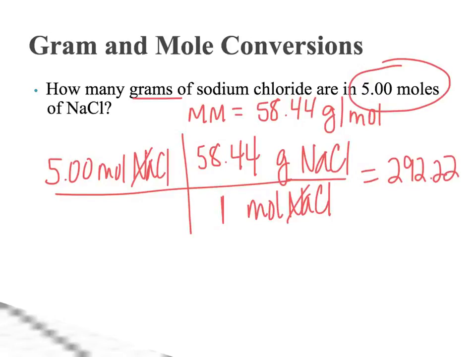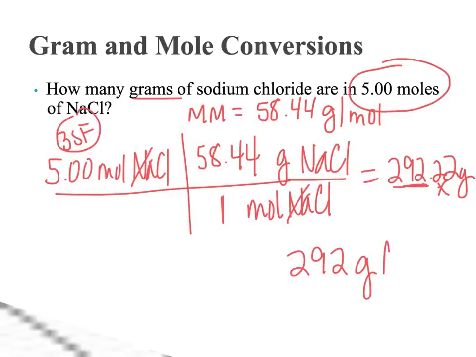And when we multiply that, we get 292.22. But we are not done with that because we need to put it in the proper significant figures, which if we go look at this is 3 significant figures. So we would say 1, 2, 3. We would check what comes behind it, does not round up. So our final answer would be 292 grams of sodium chloride, and that would be our final answer.